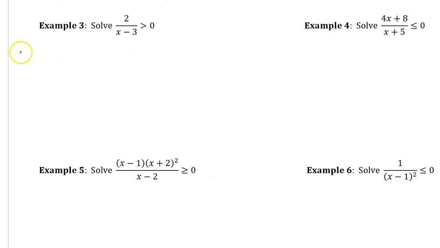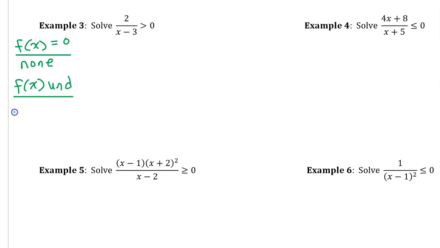Example 3. I want to say where is f of x equal to 0. That would be where the numerator is equal to 0, but the numerator is a constant. It will never equal 0. So maybe I'll just write none right here, or you could just skip it. However, we can talk about where f of x is undefined. That's going to be at x equals 3. So this is my only critical value. Let's make that sign chart.